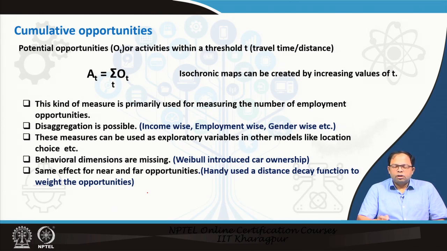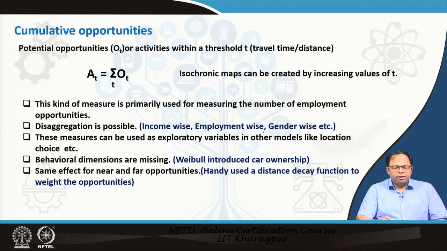So this kind of measure is primarily used for measuring the number of employment opportunities, and some form of disaggregation is possible. That means we can divide this into different forms of employment. We can do it as per income brackets, because people belonging to different categories of jobs also have different incomes. We can also do it gender wise, because some researchers have found that women are more likely to have a job near their location, whereas men can have a job far away from their residential location.